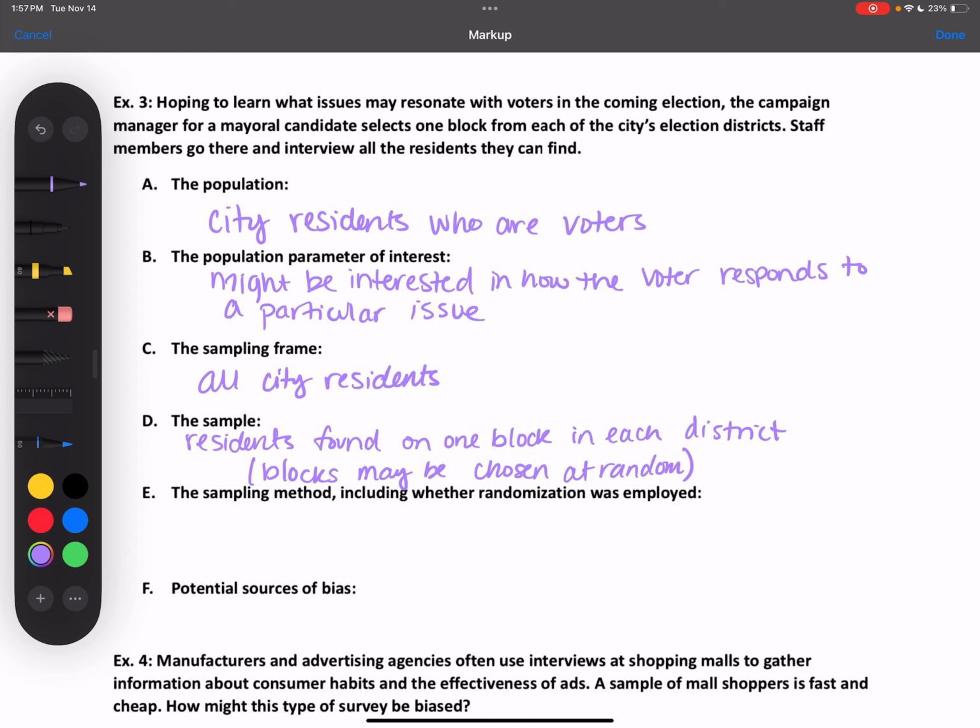So the sampling method was what, and was randomization included? Or would it be stratified? So it's actually both. Okay. So it's multi-stage. Because you're selecting a block from each district and then going to the residents. So it's stratified by district. It's all in one city, we know that. So it's stratified by district.